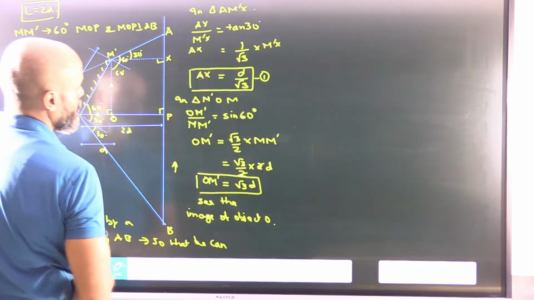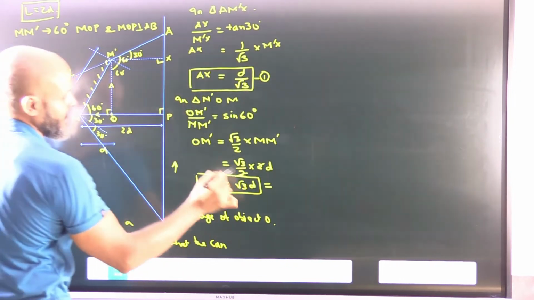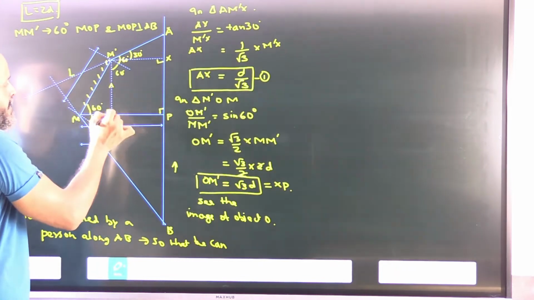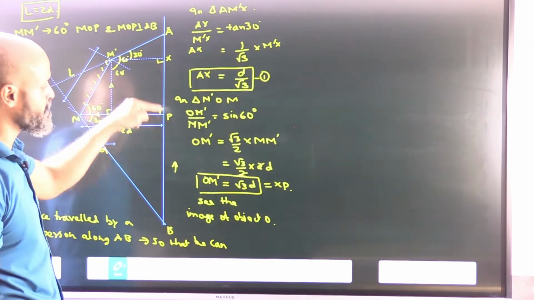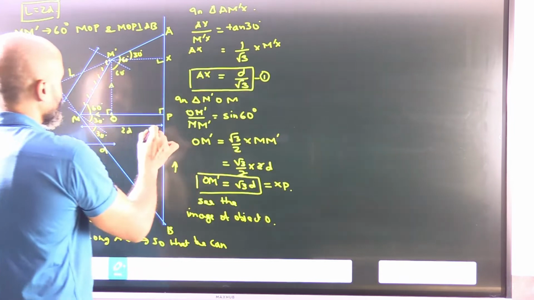Now OM dash obviously will be equal to XP. We know that this is forming a rectangle: this is 90, this is 90, this is 90. So opposite sides of a rectangle are equal, so XP will become under root 3 D. All right, now let's move on to this one.